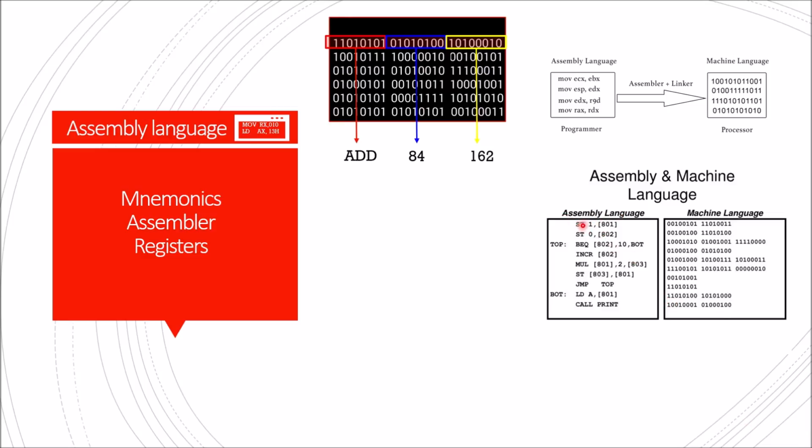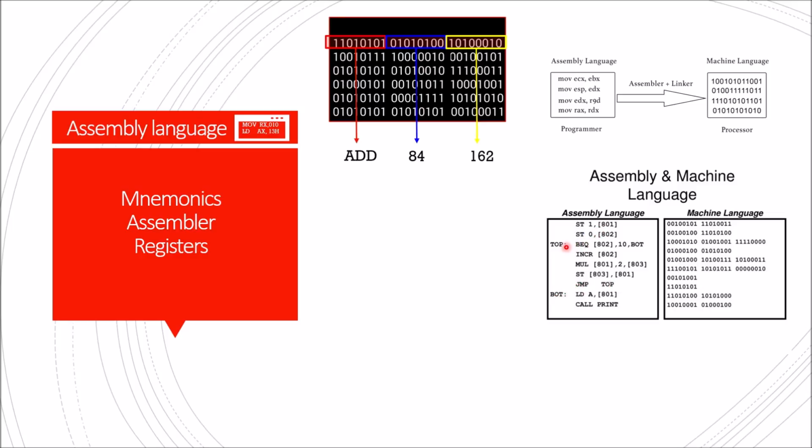So this one, ST, stands for store, which has two operands: the value and the address in memory in which you'll store this value. So store 1 in the position 801, this other one is store 0 in the position 802. In these columns we have the labels, which are names that you give to a particular piece of instructions in your program, so you can control the flow of instructions.